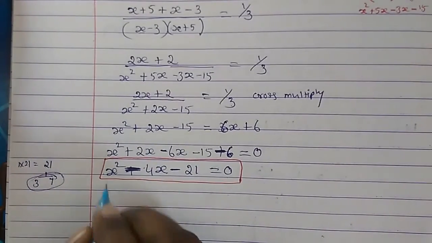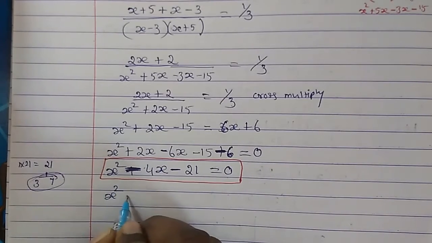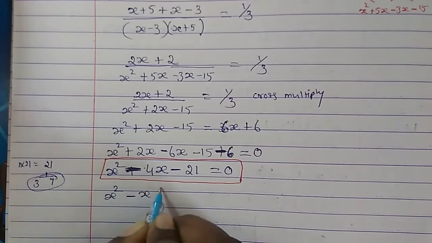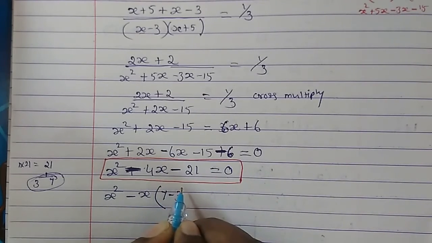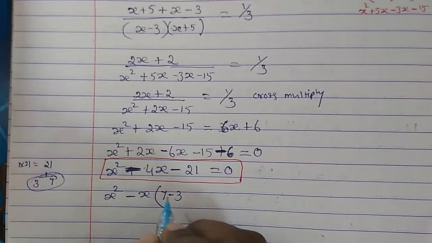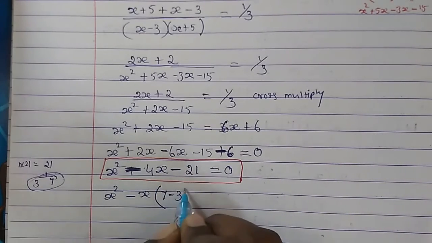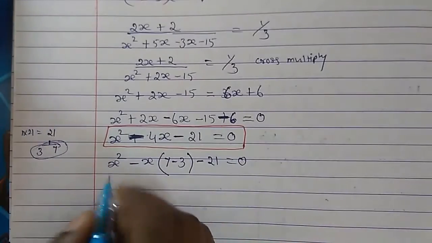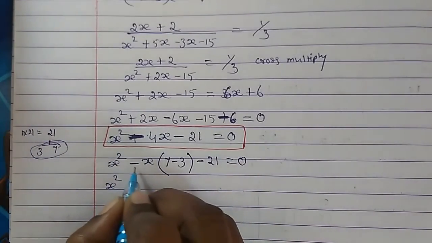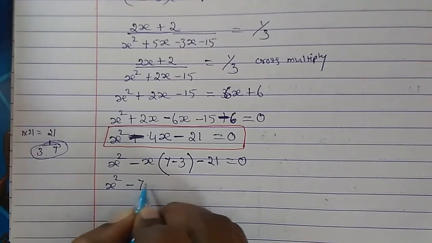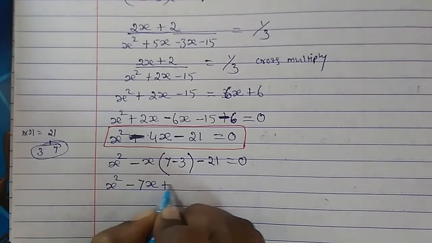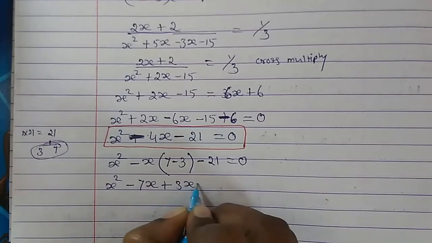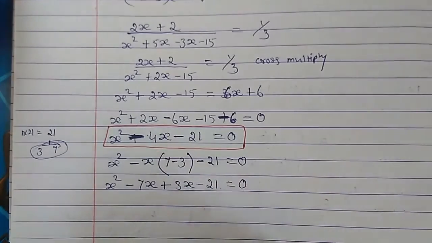So let's take that here. So x square minus, this x will keep as it is. Instead of 4, we'll write 7 minus 3. Yes, from 7 you subtract 3, you will get 4. Okay, this minus 21 equal to 0. So now solve this equation. You will get x square minus 7x plus 3x minus 21 equal to 0.